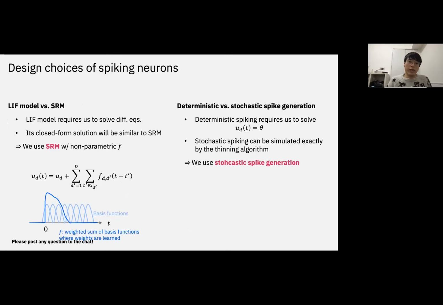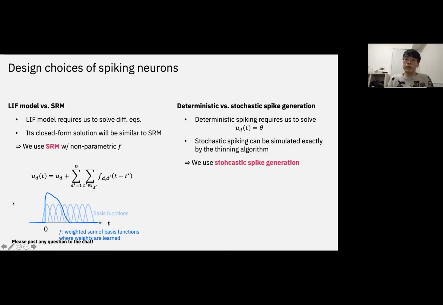The characteristic of the LIF model is that it requires us to solve differential equations. But in the spike response model, we don't have to solve differential equations, so it is more computationally friendly. So we decided to use SRM with a non-parametric model for the filter function. This filter function is defined by a linear combination of some basis functions. By defining some weights for each of the basis functions, we can recover any type of function in theory.